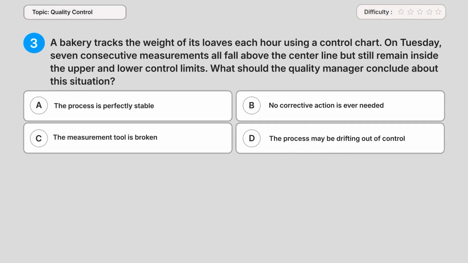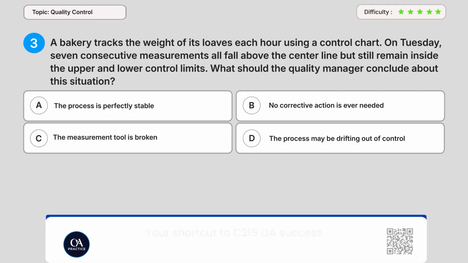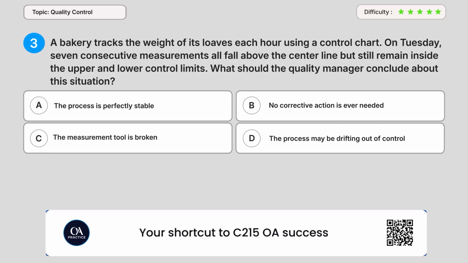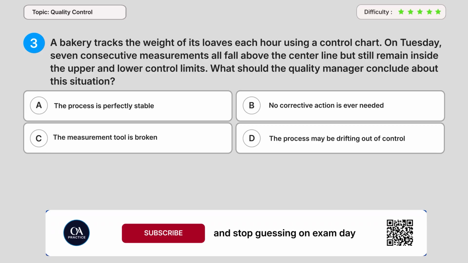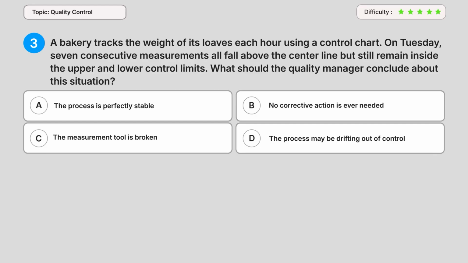3. A bakery tracks the weight of its loaves each hour using a control chart. On Tuesday, 7 consecutive measurements all fall above the center line, but still remain inside the upper and lower control limits. What should the quality manager conclude about this situation? A. The process is perfectly stable. B. No corrective action is ever needed. C. The measurement tool is broken. D. The process may be drifting out of control.